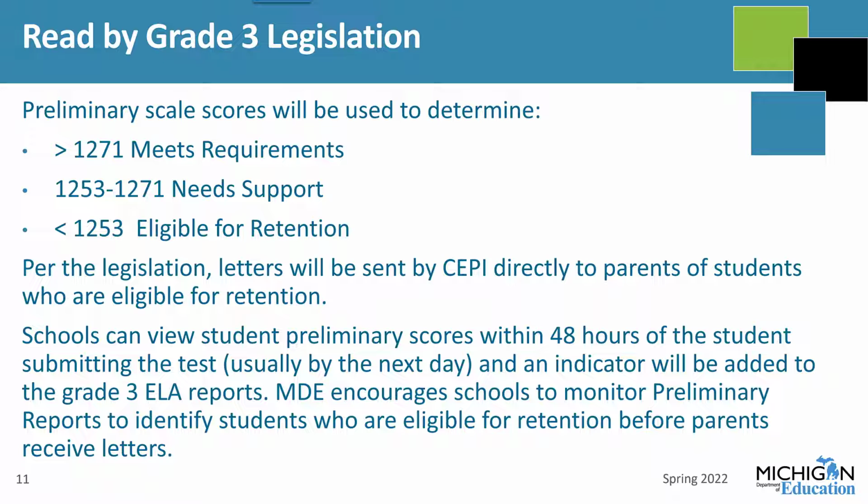According to the requirements of the legislation, letters will be sent by CEPI directly to parents of students who are eligible for retention. Schools will be able to view student preliminary scores within 48 hours of the student submitting the test, and usually by the next day. There will be an indicator on the Grade 3 ELA reports so that schools can monitor their preliminary reports to know which students are eligible for retention before parents begin receiving their letters. Be sure to monitor your preliminary reports as they come in so you are aware.